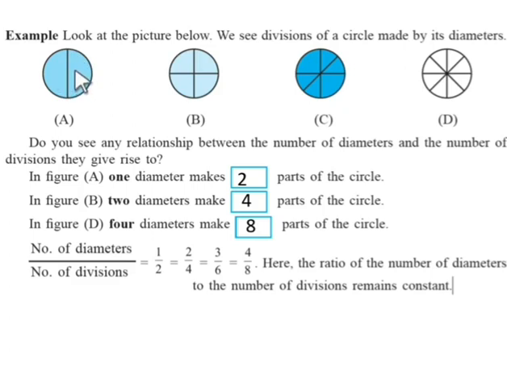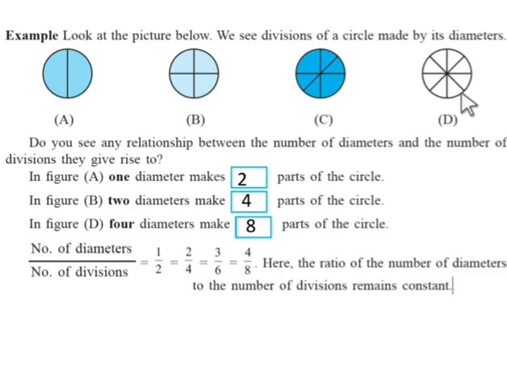Two parts are formed. Now in this circle, two diameters have been drawn and four parts have been made. Here, if you draw three diameters, six parts are made. Now, in this circle, four diameters are drawn, 1, 2, 3 and 4. By drawing four diameters, you will get 8 parts of the circle.